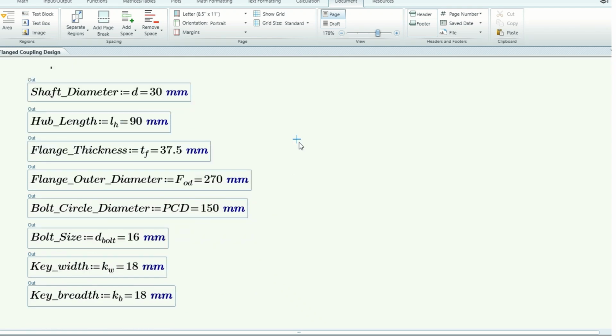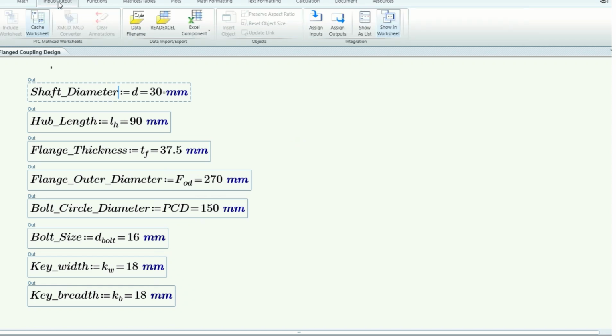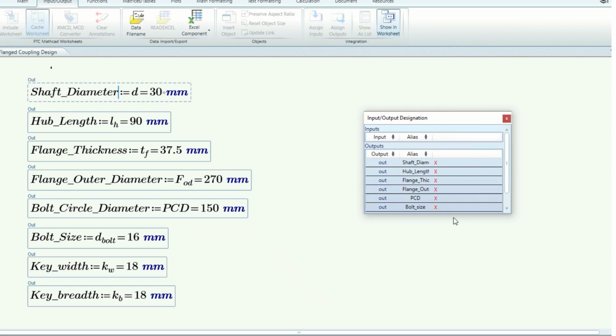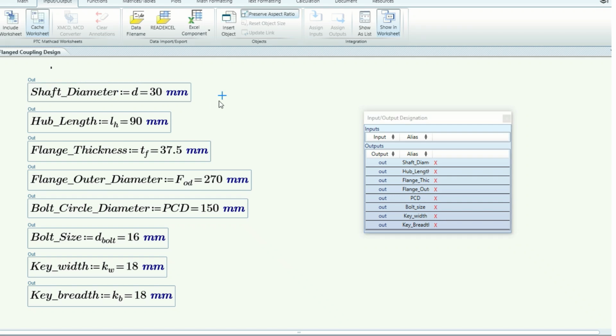After designing this, I have inputted the parameters like this. Let us take this. These are all the outputs I have generated from this design calculation, so that we can modify for different force, different power, and different speed requirements. What is the required diameter, and how the flange will look like. Okay.